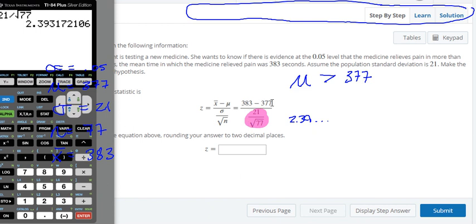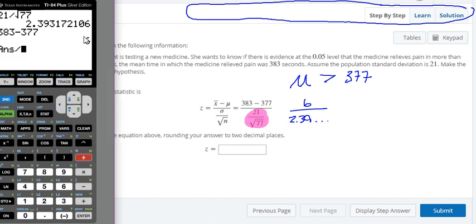So I got 383 minus 377. I pressed enter, so now I've got my numerator, which is 6. But I don't really need to write this down because I can use my calculator. So what I'll do is I'll say divided by, and then what that does is it takes my actual 6 right there, and it says, okay, take that answer and divide it by.